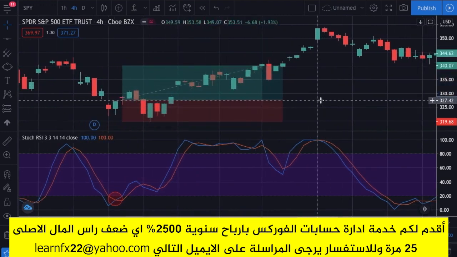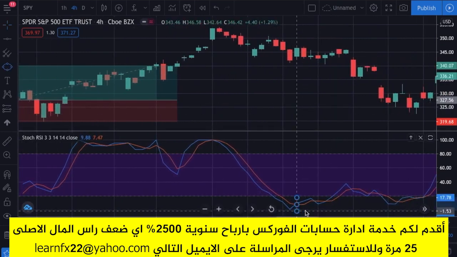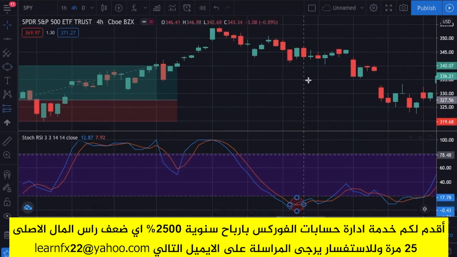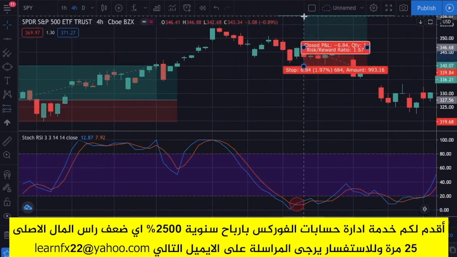The stochastic indicator gives a buy signal when the blue line crosses above the red line at the oversold point. And it gives a sell signal when the red line crosses down the blue line at the overbought point. But similar to the RSI, it can give many false signals. So you must use stop losses while trading with the stochastic.